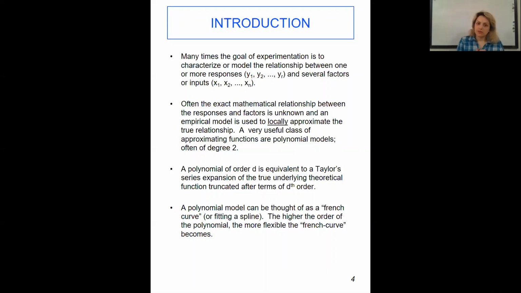A very useful class of approximating functions are polynomial models, often of degree 2. And for polynomials, we would use the Taylor series, right? It's written here. We would use the Taylor series expansion for the true underlying theoretical function, truncated after terms of the d-th order. And the polynomial model can be thought of as a French curve or fitting a spline.